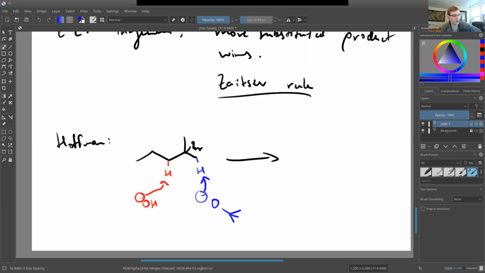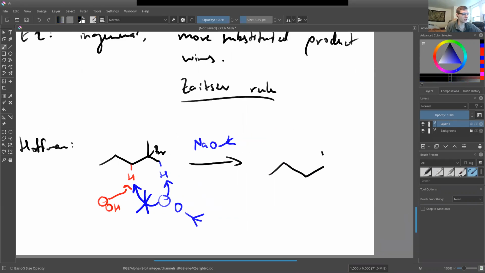Now, this bulky base will preferentially take that hydrogen that's easier to get, okay? And it's less likely to go this way, right? So if we use tert-butanol, well, then we're going to preferentially make this product instead. Okay. Particularly because of steric hindrance. Okay. Steric effects matter enough that we're going to be getting this product more than the more substituted product.